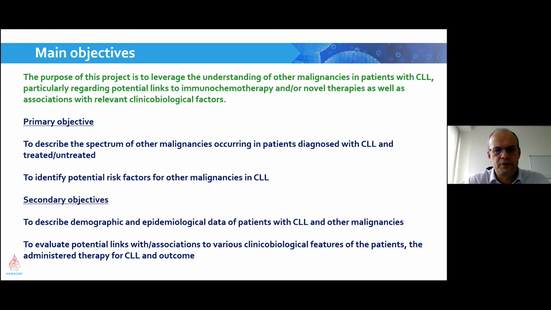So primary objectives are to describe the spectrum of other malignancies occurring in patients diagnosed with CLL, both treated and untreated patients, and to identify potential risk factors for other malignancies in CLL. And secondary objectives are to describe demographic and epidemiological data of patients with CLL and other malignancies, and to evaluate potential links to various clinical biological features of the patients, the administered therapy for CLL, and outcome.